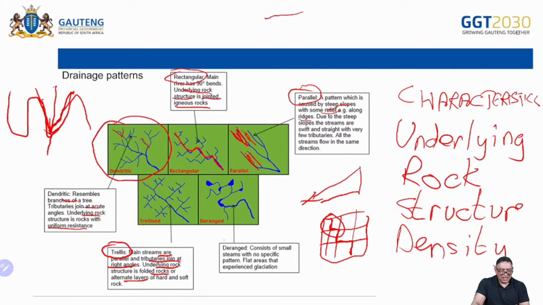Okay? And of course, the last one I have on this one, there's two more to come, is deranged. And here we talk about glaciation, when those glaciers, those ice pieces, just move in any direction. You understand? So therefore, it does not have a specific pattern. If you look at here, there's no clear pattern. Here you'll notice the streams are parallel. Here you'll notice they meet at right angles. Here there's no pattern. Okay?